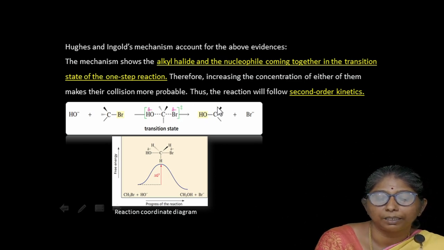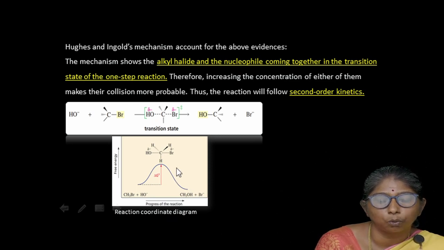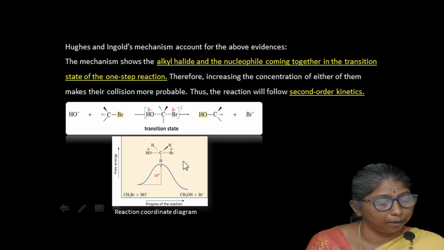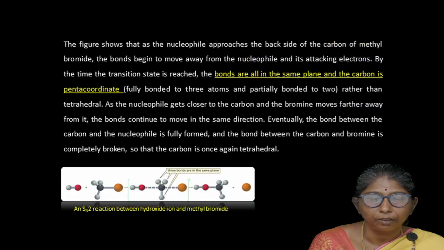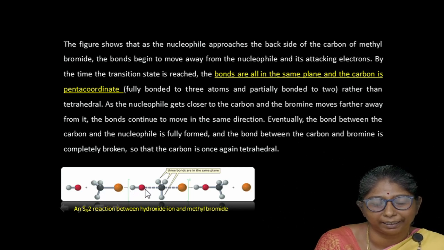And see what happens in the product. The Br is removed and OH is attached. Also you can see the energy profile diagram, that is called the reaction coordinate diagram, and delta G double dagger shows the amount of activation energy required for the reaction to take place, and so this is given in the figure. Now the figure shows that the nucleophile attaches. This figure also you can easily understand how the backside attack takes place.